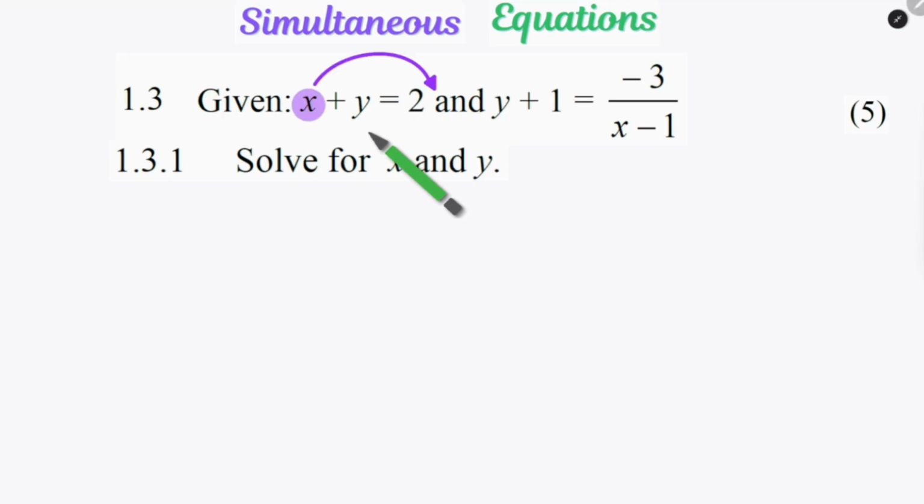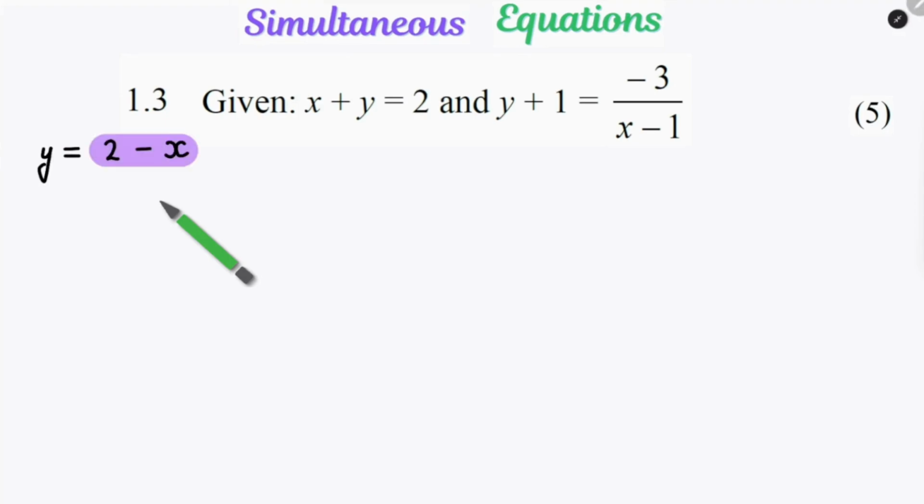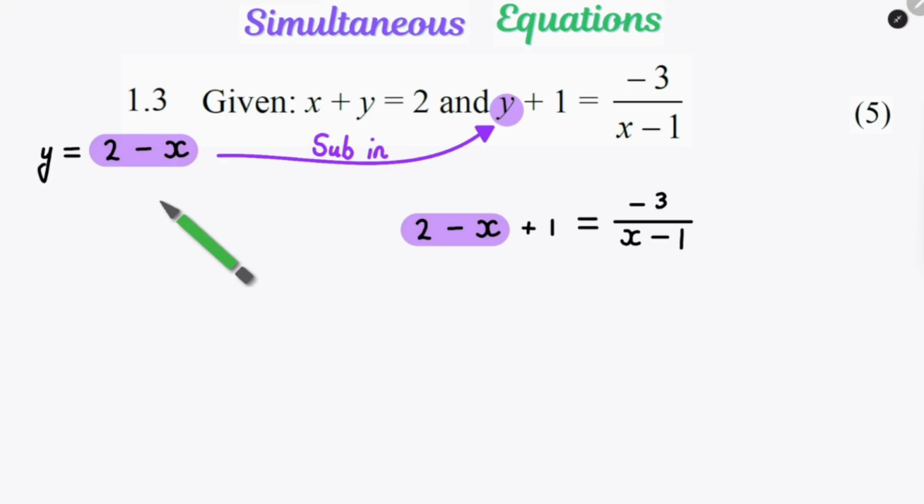and when I do that, it becomes the opposite sign, and I will be left with y equals 2 minus x. Now that we have y on its own, we're going to sub it into the other equation. And now we're going to grab this equation, and we're going to sub it into y's place in the other equation. So we just replace y with 2 minus x, and the rest of that equation will remain the same.